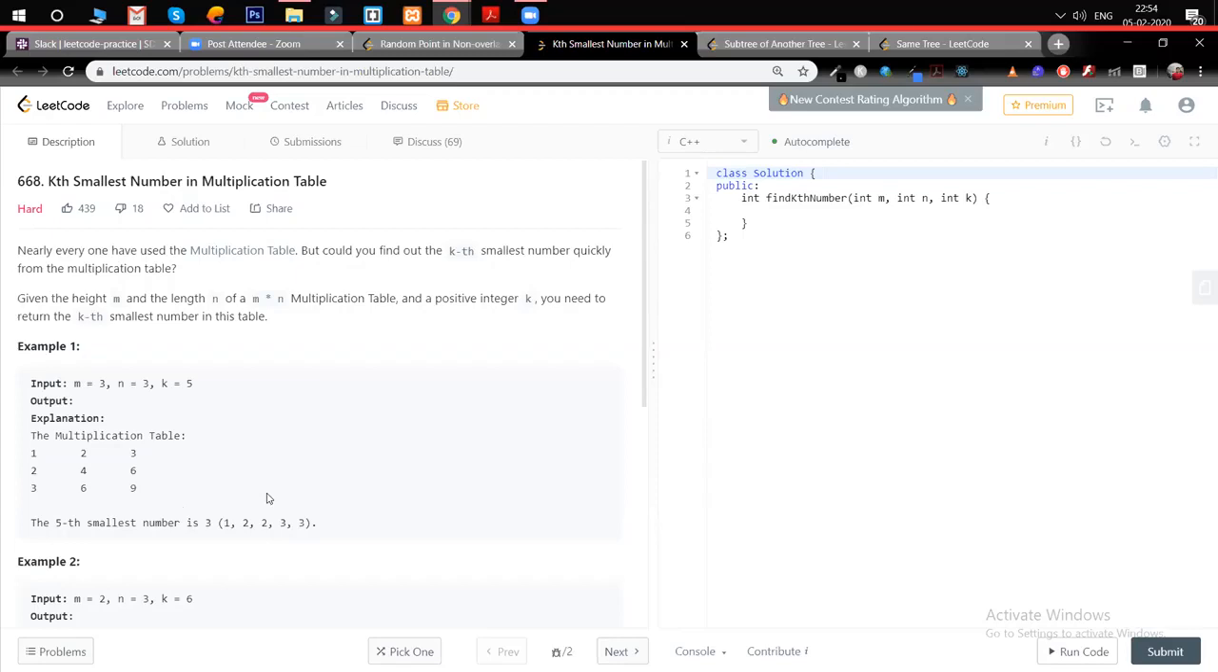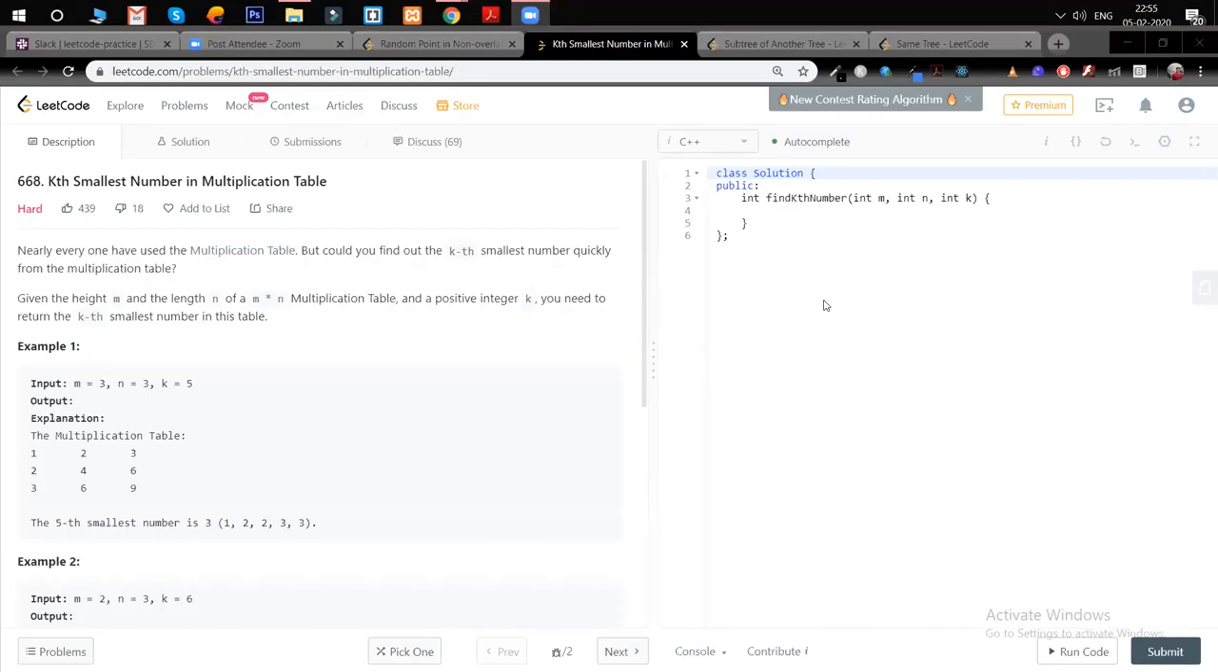Your intuition is pretty good actually, because as soon as you say kth, you should think about heap. Now, if you look at each row, you see 1, 2, 3, 2, 4, 6, 3, 6, 9. We can easily say that each row is sorted among itself, right? Yeah. Now, how do you merge sorted arrays using a heap? That is also a very common question.